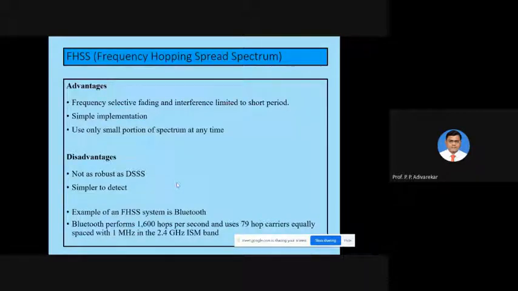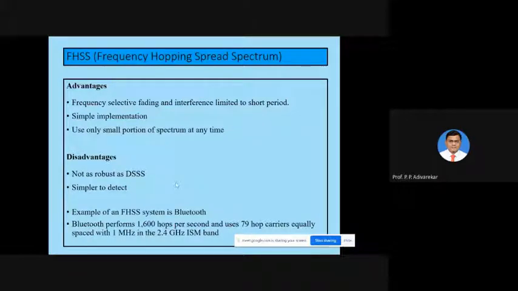Okay, now the third advantage is that it uses only a small portion of spectrum at a given moment of time. So the remaining spectrum remains available for other applications as well. Now the disadvantage is it is not as robust as DSSS. Since we are dividing the bandwidth into smaller channels, we will still encounter frequency selective fading, although it is reduced to a certain level, so it will still be higher than that of the DSSS.